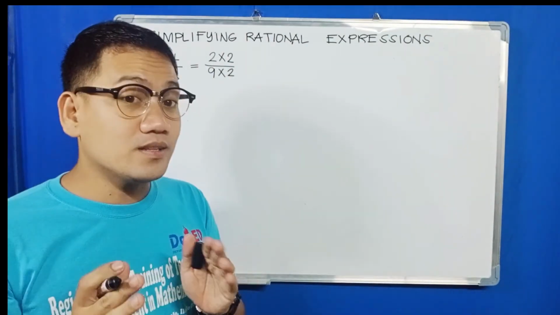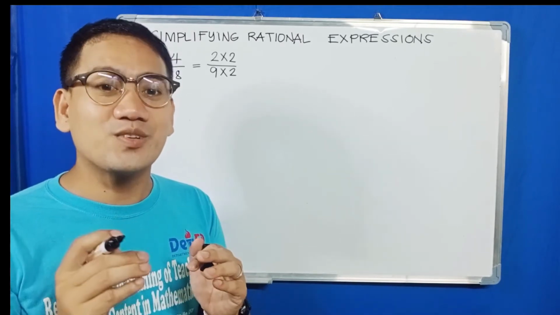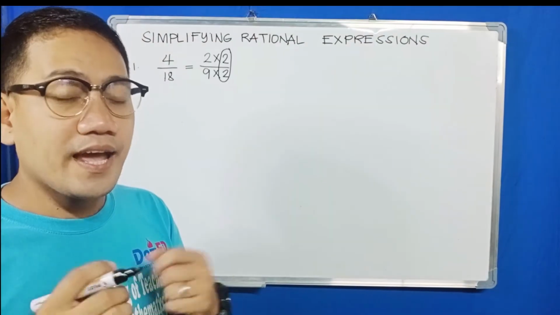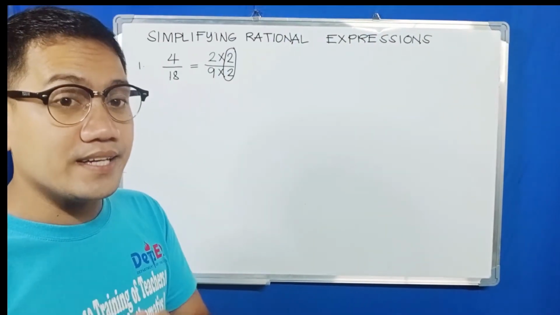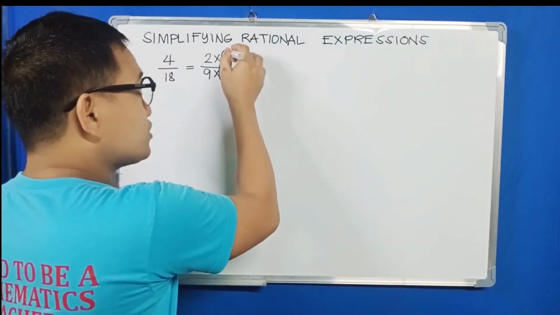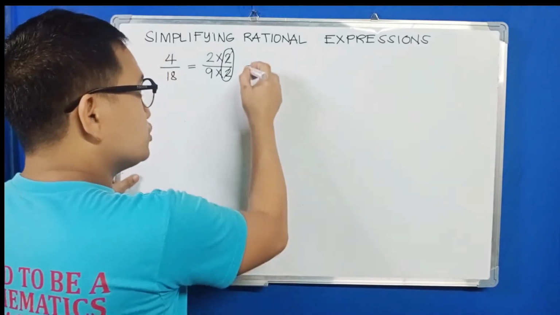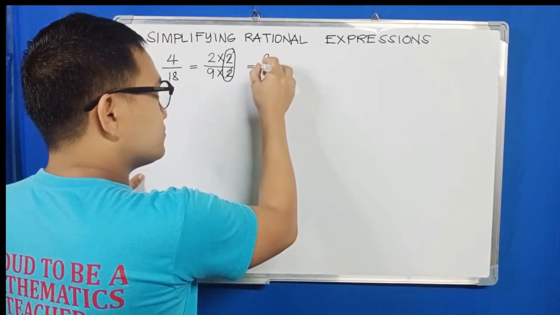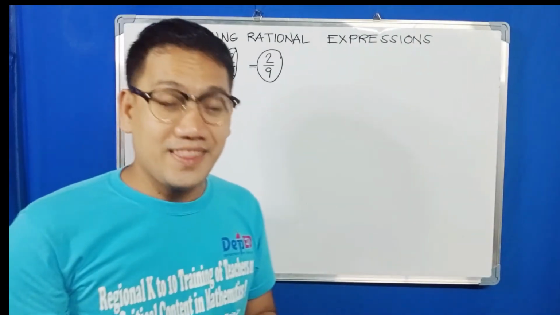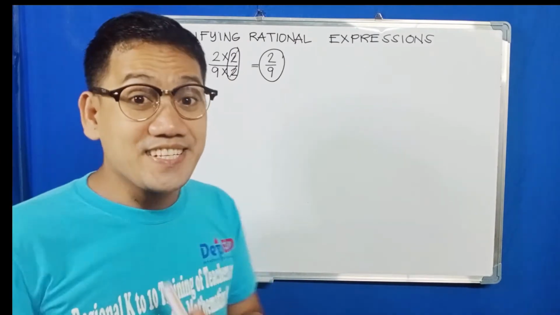And here, we noticed that both numerator and denominator has a common factor, and that is 2. So this is their common factor, and we can divide both by their common factor, which is 2. So we can eliminate their common factor, which is 2, and the result will be equal to 2/9. And this is the simplified form of 4/18. Another example.